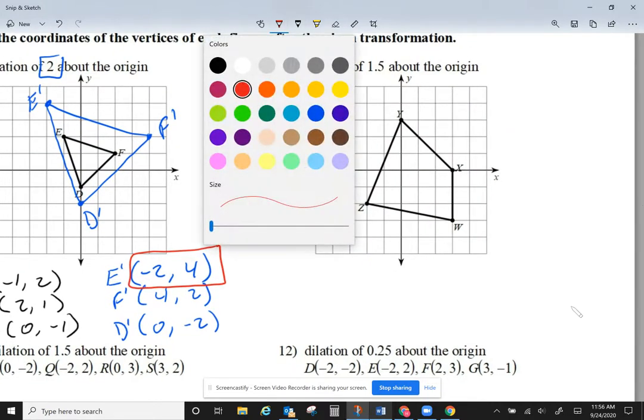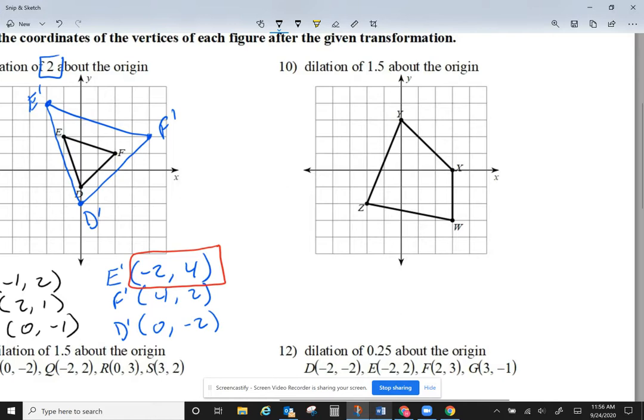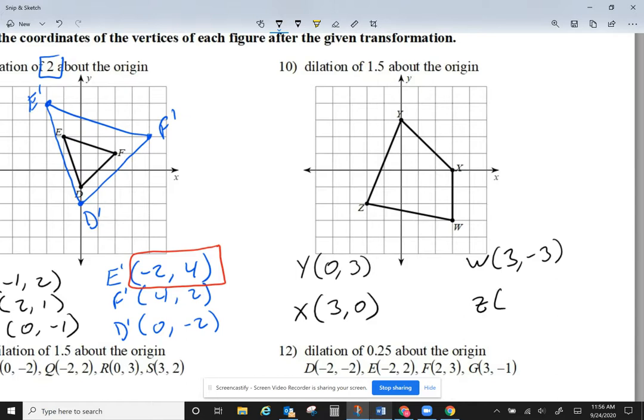Let's take a look at number 10. Let me get the coordinates as I have them right now. If I look at the point Y, the coordinates are 0, 3. If I look at the point X, the coordinates are 3, 0. The coordinates of W are 3, -3. Let me give myself some space. And the coordinates of Z are -2, -2.